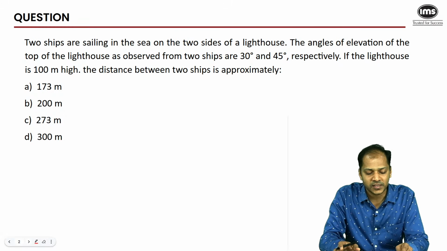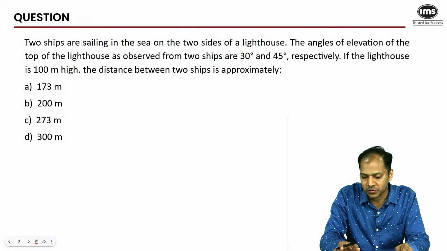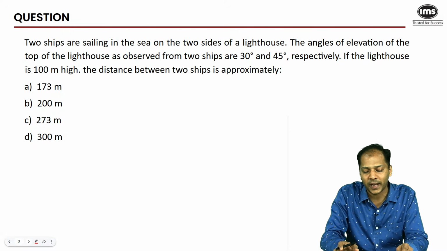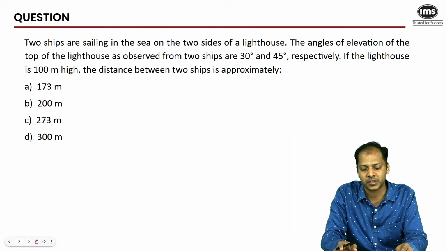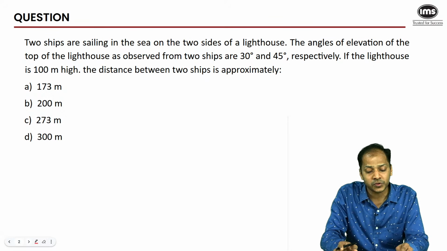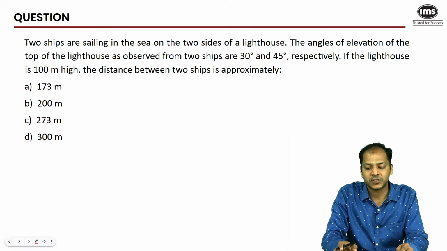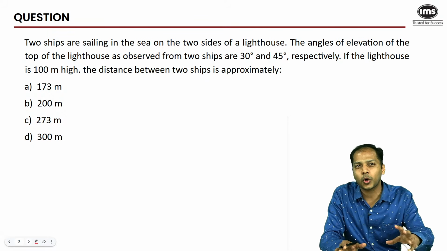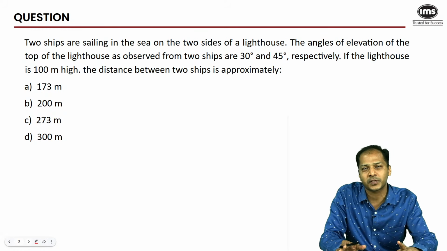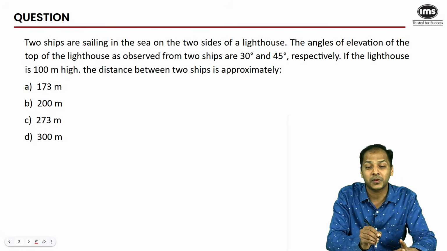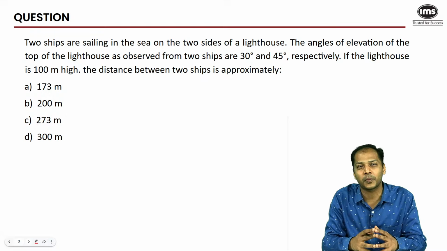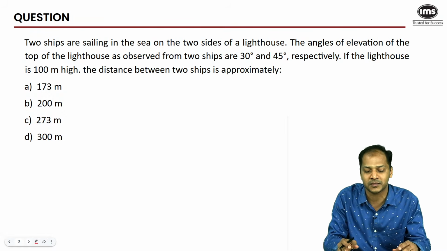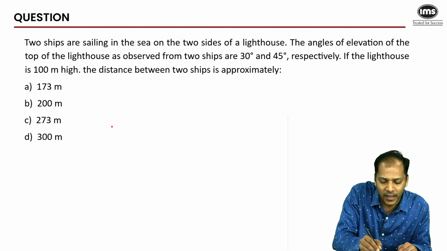So two ships are sailing in the sea on two sides of a lighthouse. The angles of elevation of the top of the lighthouse as observed from the two ships are 30 degrees and 45 degrees respectively. If the lighthouse is 100 meters high, the distance between the two ships approximately is. Now, looking at each question, you should also keep on identifying whether it's an easy question or not. This is a question which I've solved so many times in our trigonometry heights and distances chapter. A very common question type.